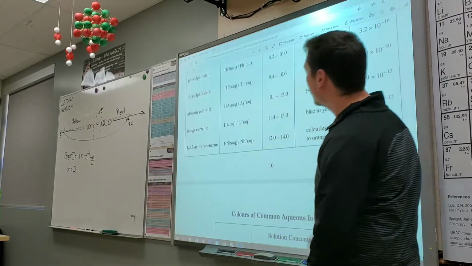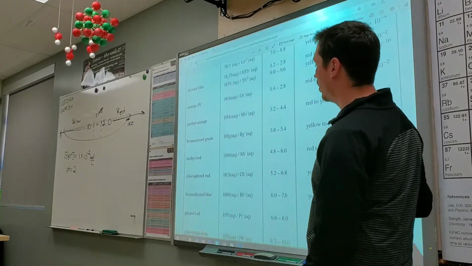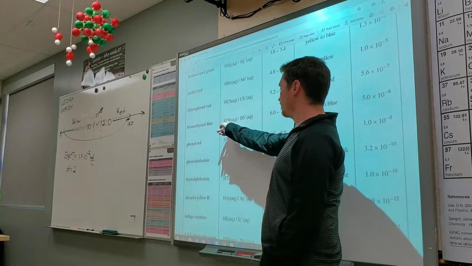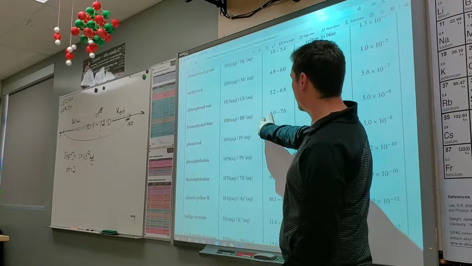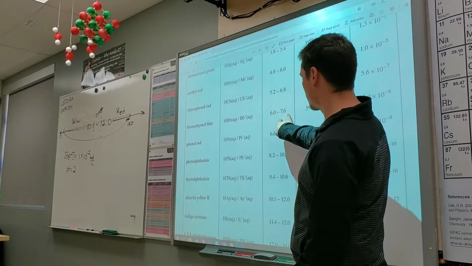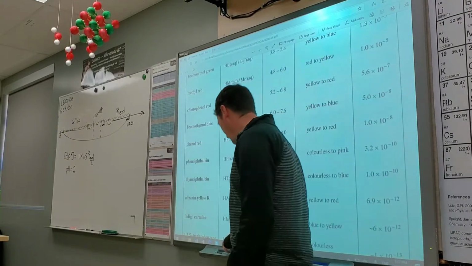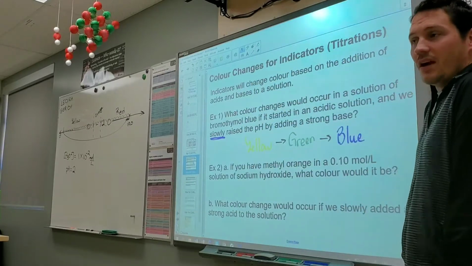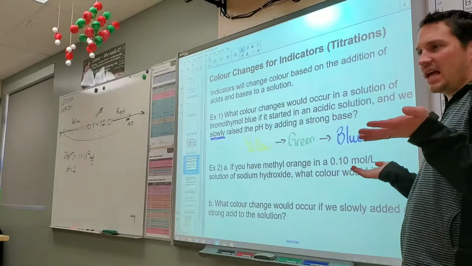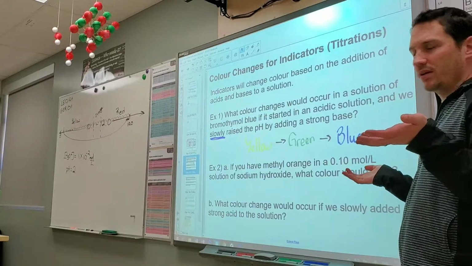Good. So when I look at bromothymol blue, we start out in an acidic solution, it's yellow, and then we slowly transition into the green, and then we slowly transition into the blue. Perfect, no problem. Are we kind of okay with this? Is that pretty straightforward? Yeah.